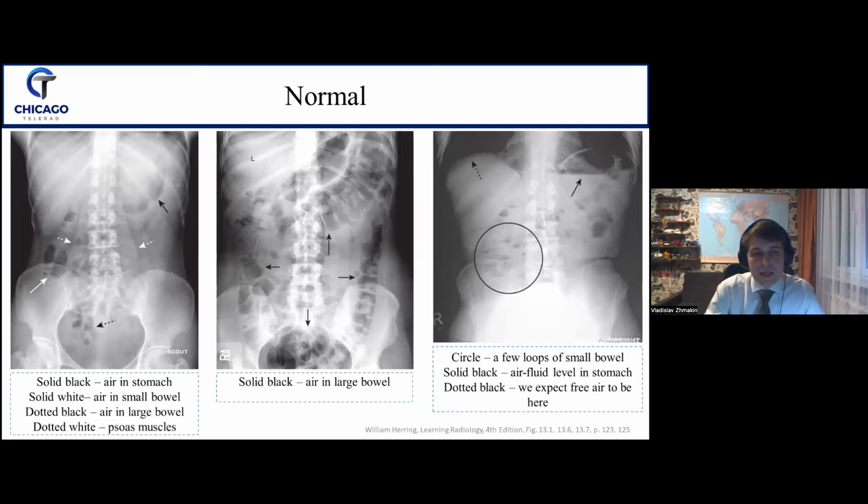On this slide, there are three images. There are three abdominal plain films. On each of them, there are different bowel gas patterns. For example, on the left image, there is stomach gas, or air in the stomach, small bowel gas and large bowel gas. On the central image, there is mainly a large colon gas pattern, and on the right image, there is mainly a small bowel gas pattern.